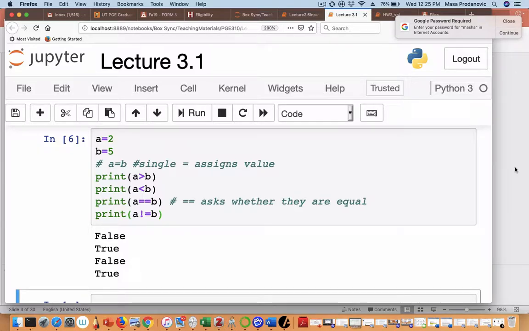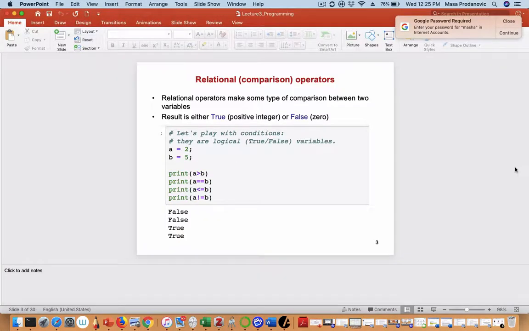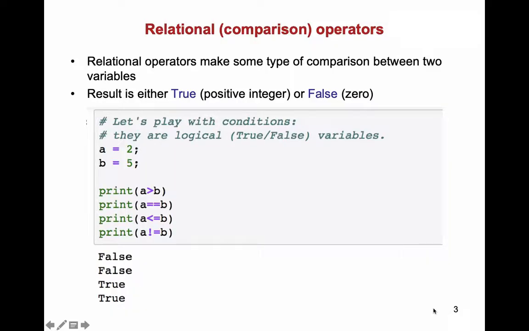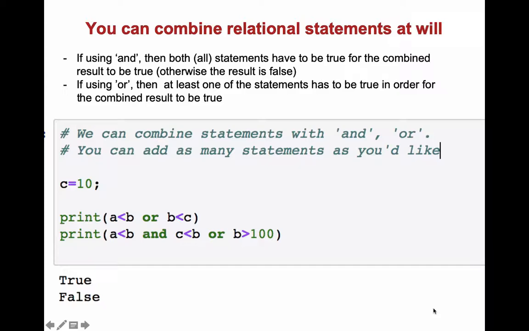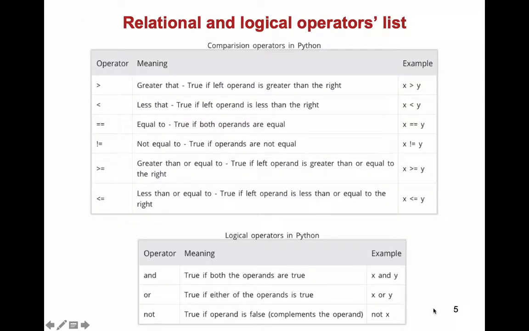Did everybody get a chance to try this out? Again, we call these relational or comparison operators, and this is a list of all of them that you can use. There's larger than, less than, equals to, not equal to, greater than or equal, less than or equal. Those are the most common ones, and they need 2 things to compare.